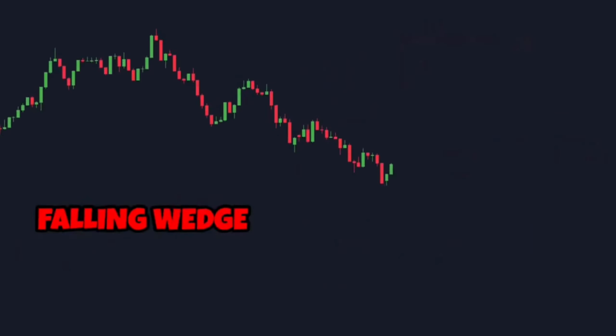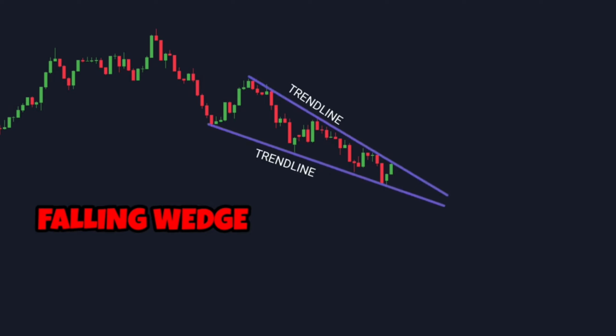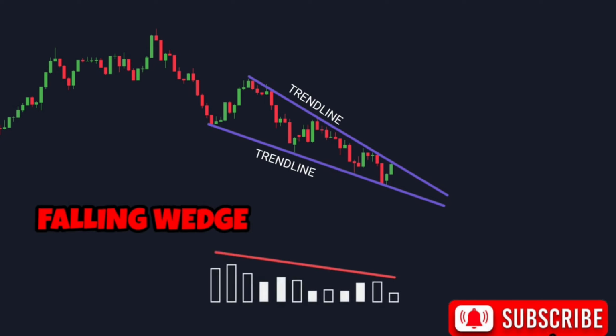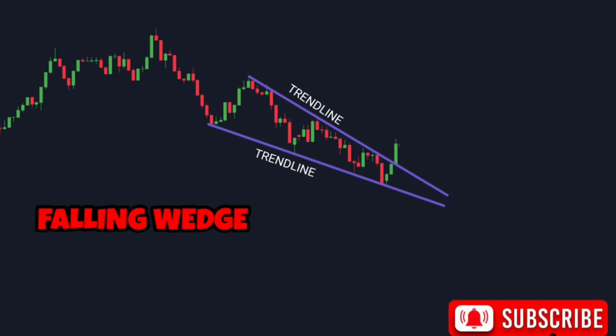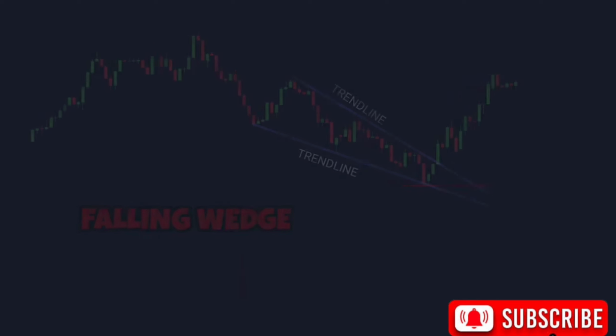Falling wedge. This pattern is formed where the market is downside with the lower volume, where the candles are contracting with help of trend lines, which we will draw in the market. While breaking the trend line, the volume should be increasing and reversal of this pattern.